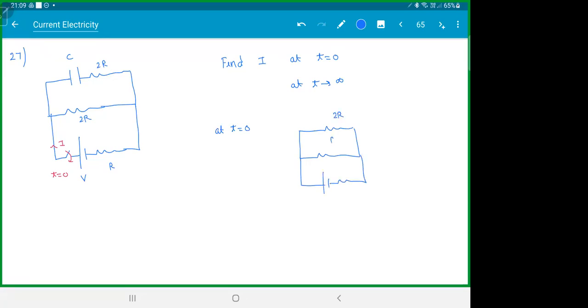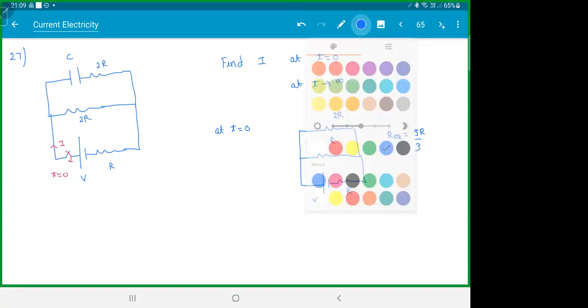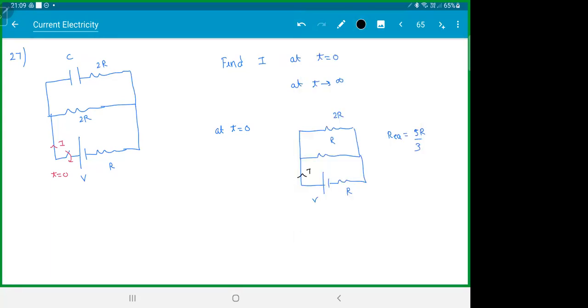Two R, and V. So what is R equivalent? 2R and R are in parallel. 2R by 3 plus R. R equivalent is 5R by 3. And this is the current I here. So I will be 3V by 5R.